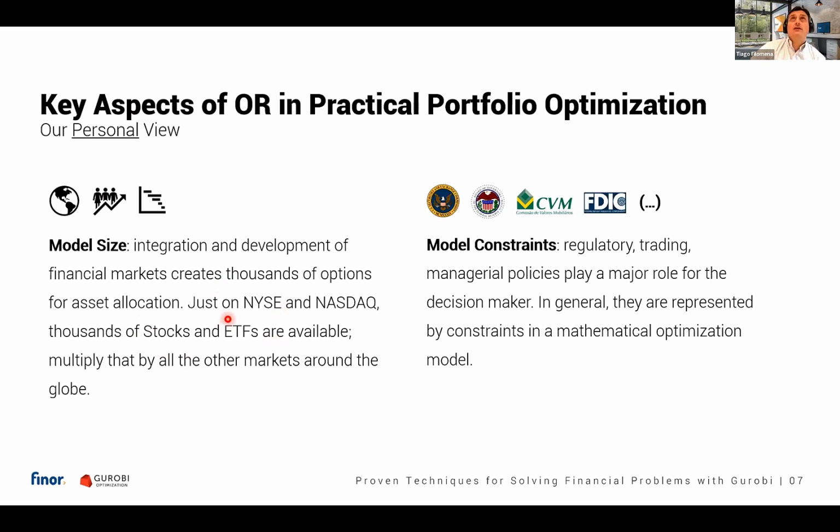These days, we have financial markets fully integrated. So a hedge fund can buy assets all over the world, in developed markets or emerging markets, with many asset classes and thousands of assets. So I would almost say that you have infinite possibilities on the asset side.